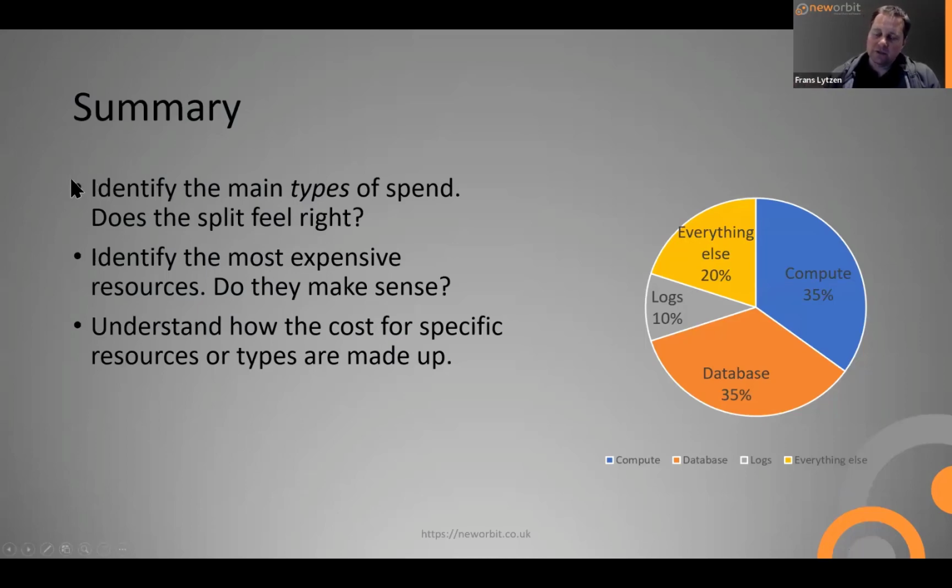The first one is to identify the main types of spend you are having. Are you spending money on compute, on storage, on databases? And does that look sensible? In my general experience with general business purpose systems, somewhere around a third is compute, i.e. VMs or app services. About a third is databases. These days, about 10% on logs, and then everything else is about 20%. It's not always the case, and sometimes it's very different, but it's always the first thing to look for.